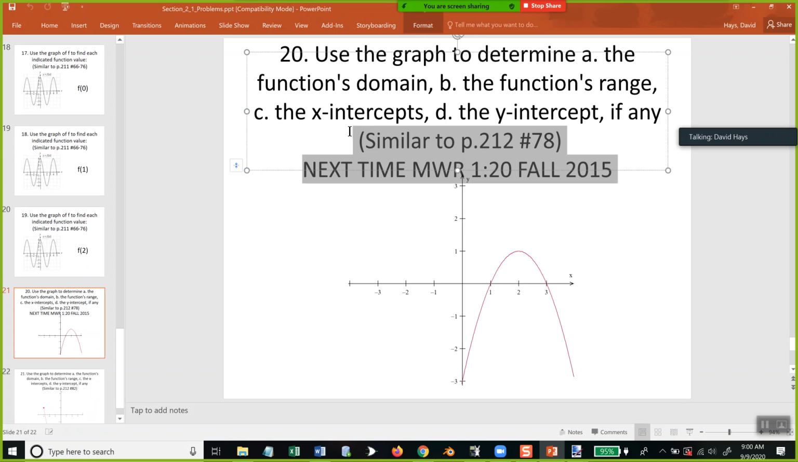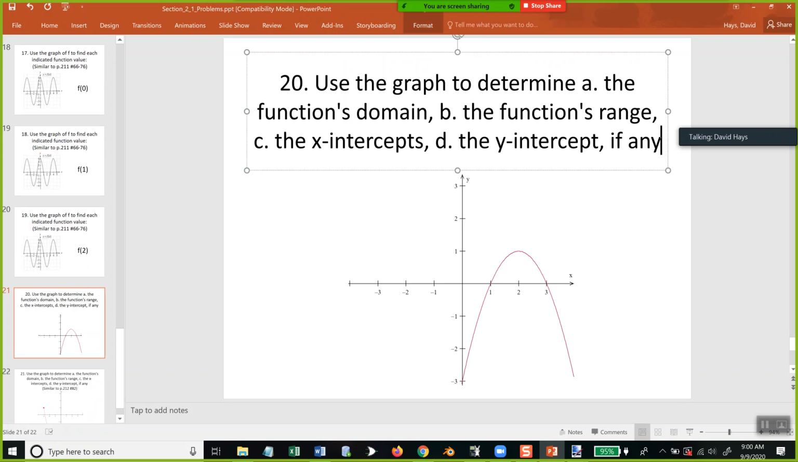Now in these next problems, they talk about the domain, range, x-intercept, and y-intercept. We kind of talked about x-intercept and y-intercept before, so I won't write down the definition of those again. Remember, the x-intercept was where your graph crosses the x-axis. The y-intercept is where your graph crosses the y-axis. But domain and range.